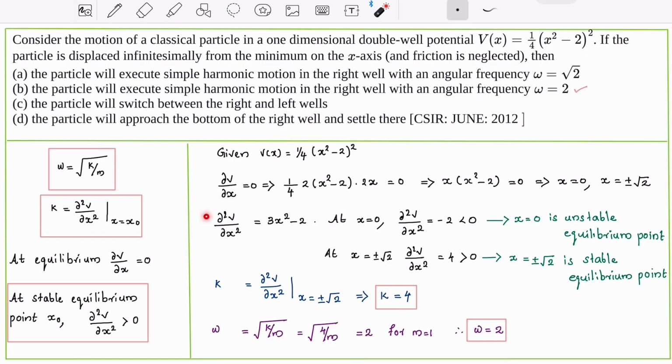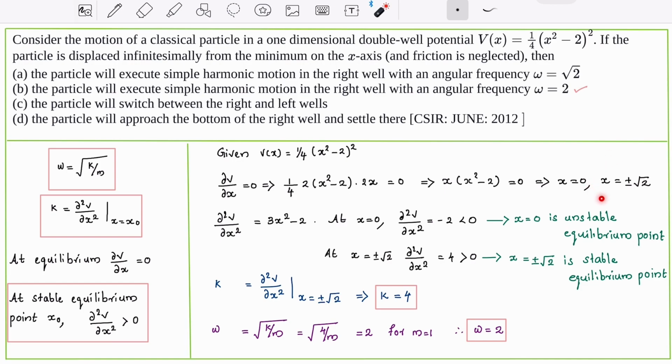For this purpose, let us take the second derivative to check whether the point corresponds to stable or unstable equilibrium. The second derivative, ∂²V/∂x², is nothing but the derivative of x³ − 2x, which gives 3x² − 2. Now let us check the solution x = 0. At x = 0, the second derivative of the potential is −2, which is less than 0. So we can say that x = 0 is an unstable equilibrium point.